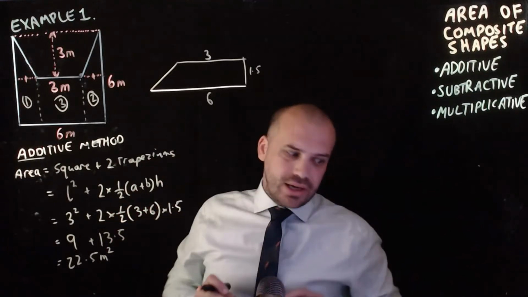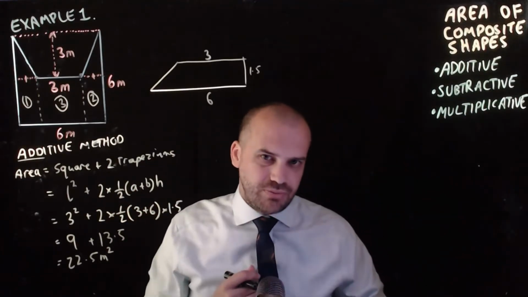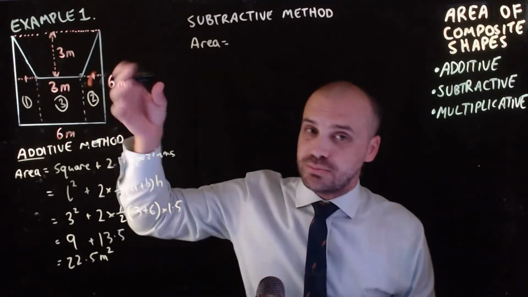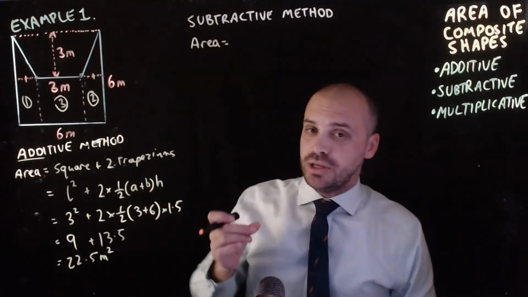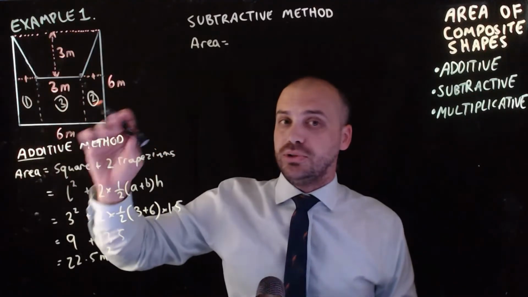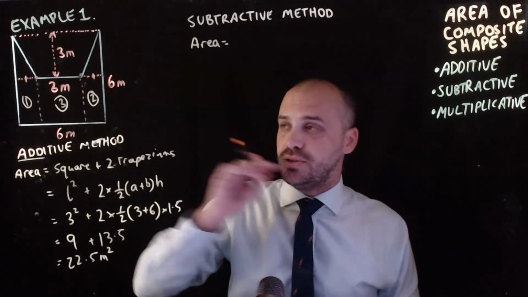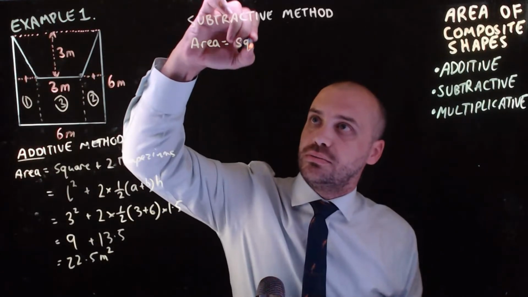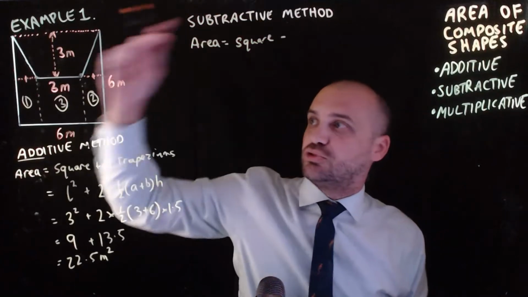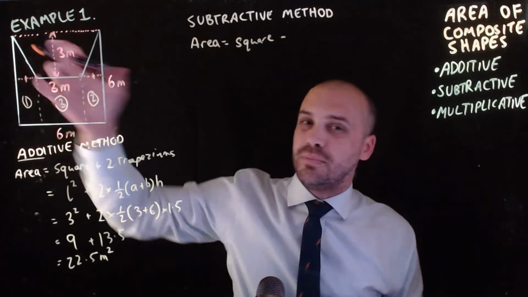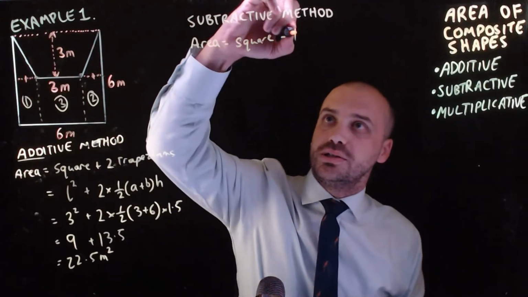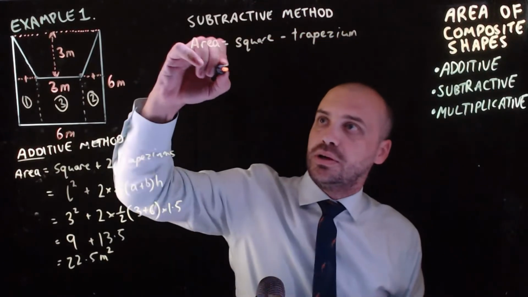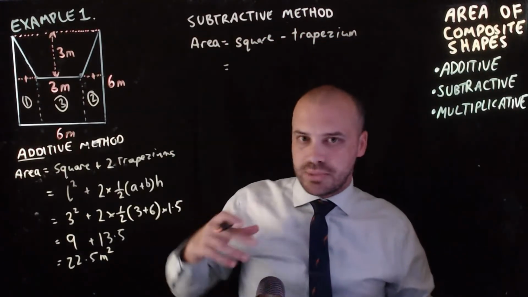If you're looking at that, you can probably guess what the subtractive method is. Now the subtractive method is just finding a larger shape and then subtracting smaller shapes from it. So with this example, if I'm going to use the subtractive method, I'm going to find the area of this large square and subtract this trapezium from it, minus the 1 trapezium. Alright, and it's just formulas, numbers, solution.